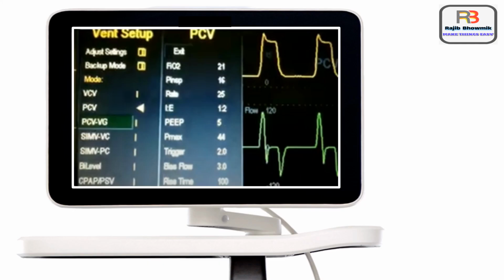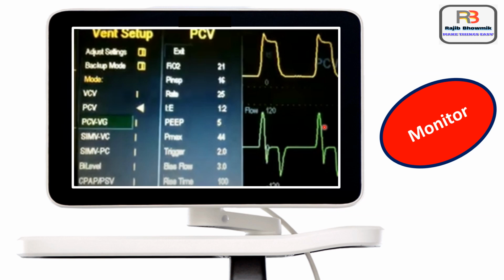Viewers, here you can see the actual monitor of a ventilator. Here you can see VCV, that is volume control ventilation, PCV means pressure control ventilation, SIMV, that means synchronized intermittent mandatory ventilation. Here you can see FiO2, PEEP and various other parameters, and simultaneously here you can see graphs are also visible.